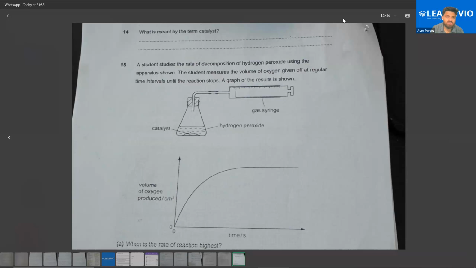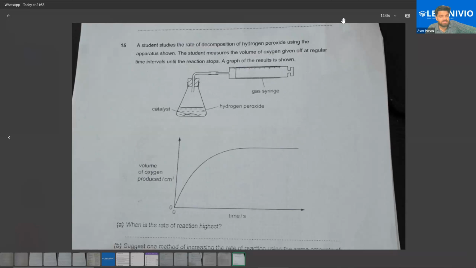So what it is saying here is that the student studies the rate of reaction of hydrogen peroxide using the apparatus shown. The student measures the volume of oxygen given off at regular time intervals until the reaction stops. A graph of results is shown. So I'm talking about the gas, and it is being produced and coming here. It is a catalyst, the hydrogen peroxide. You see time in seconds and volume of oxygen produced. So it is the volume with time. The volume is increasing with time and becomes constant after some time.